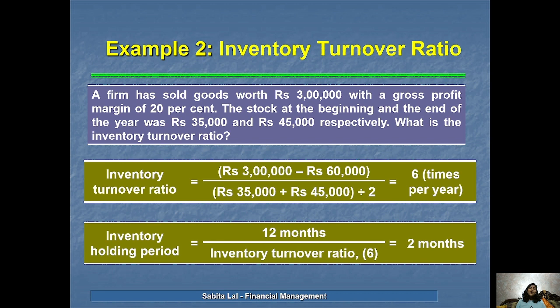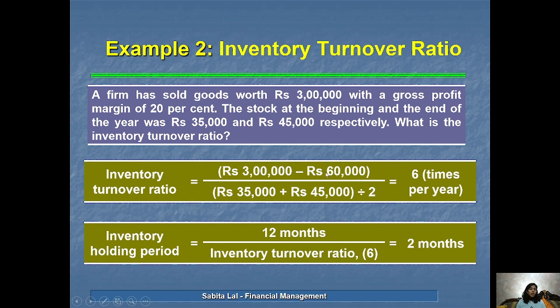For example, inventory turnover ratio: a firm has sold goods of rupees 3 lakhs with a gross profit margin of 20%. The stock at the beginning and the end of the year is given as 35,000 and 45,000. What is your ITR? So I know how we are able to calculate it. Whatever my sales, that is 3 lakhs minus 20% of the gross profit.